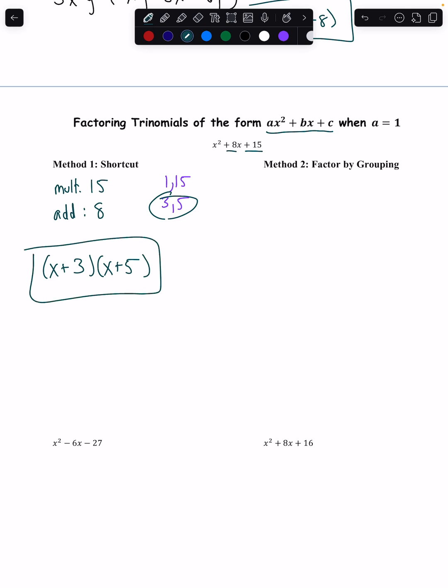That's it. That's a nice, easy shortcut method. Method 2, the factoring by grouping, or AC method, would work even if a wasn't equal to 1. So let me show you guys how to do that.